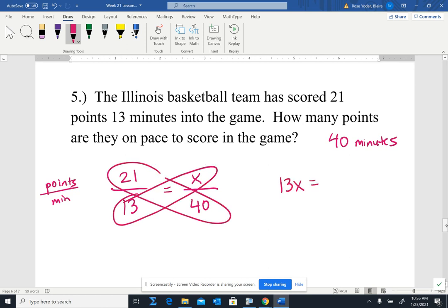13X equals 40 times 21. Let's see what that is. 40 times 21 is 840. And then I'll do my quick divide by 13. They're on pace to score about 64.6 points. You can't score a fraction of a point in a basketball game, so they're on pace to score about 64 or 65 points in the game.